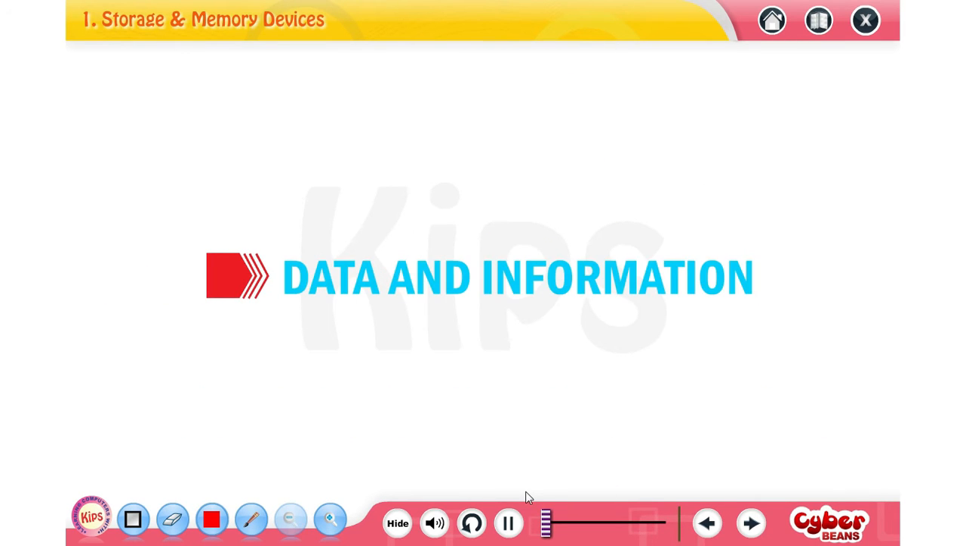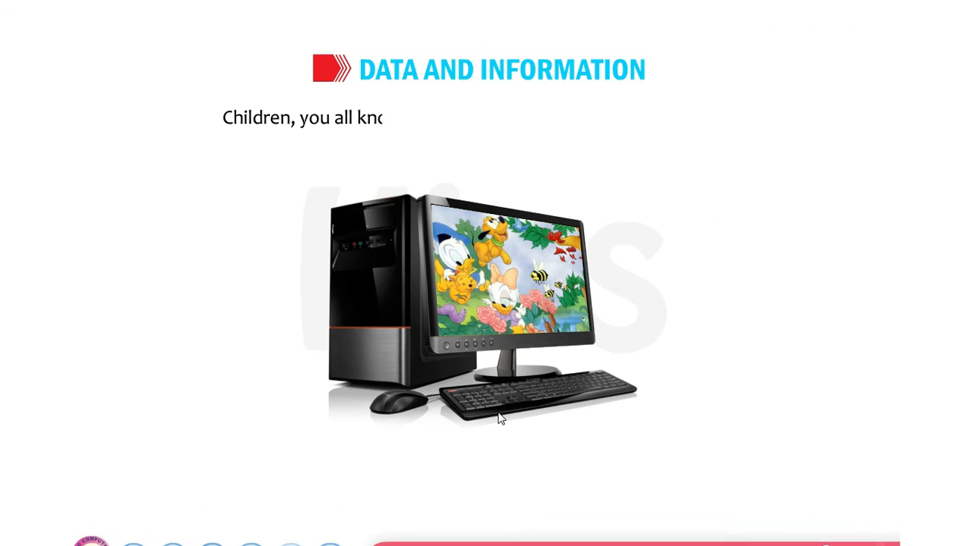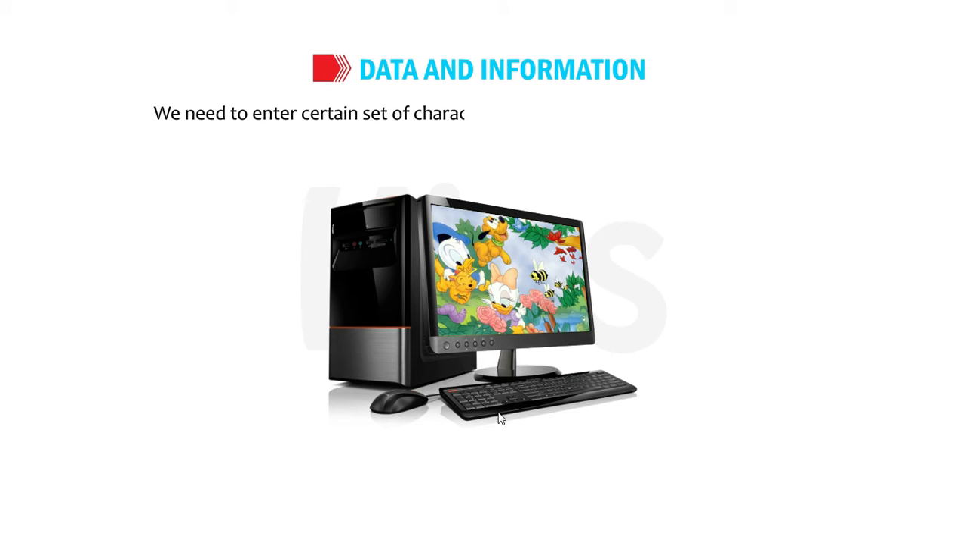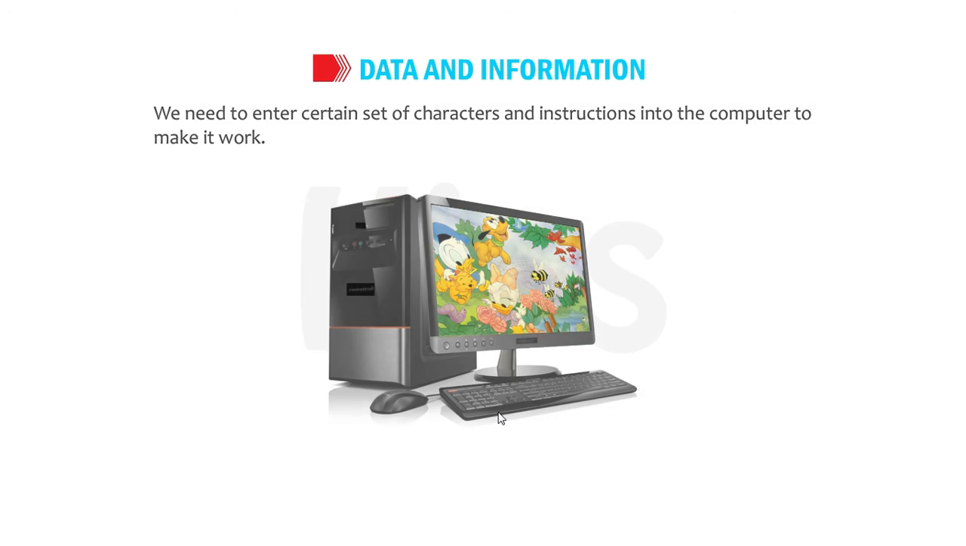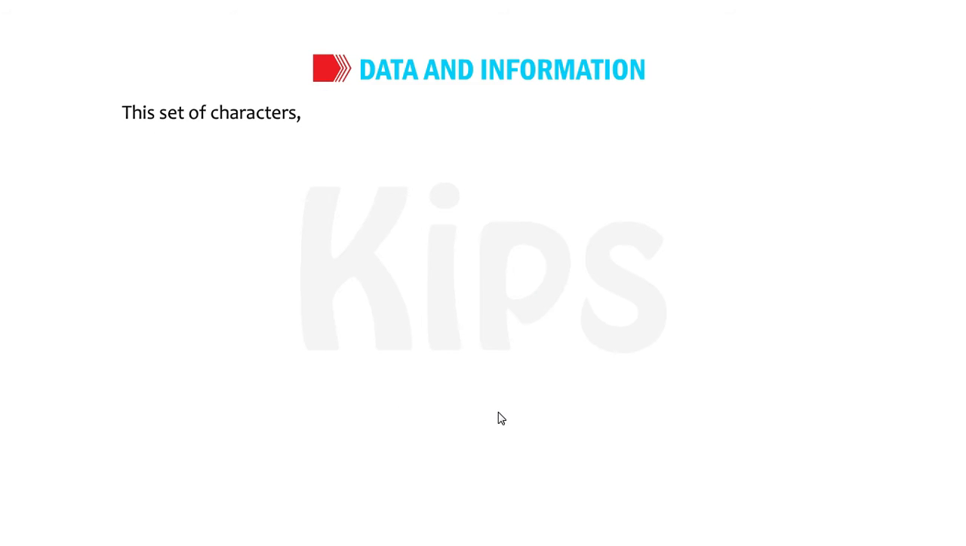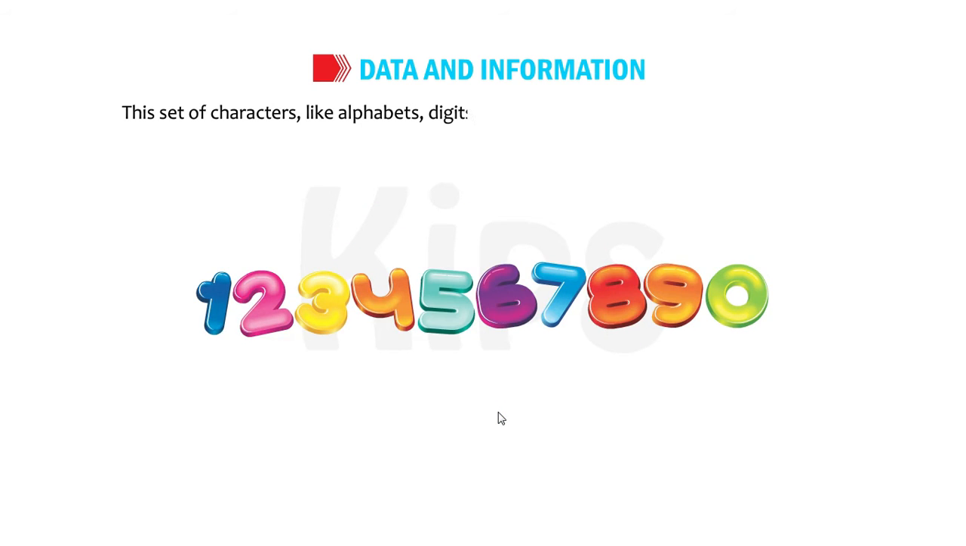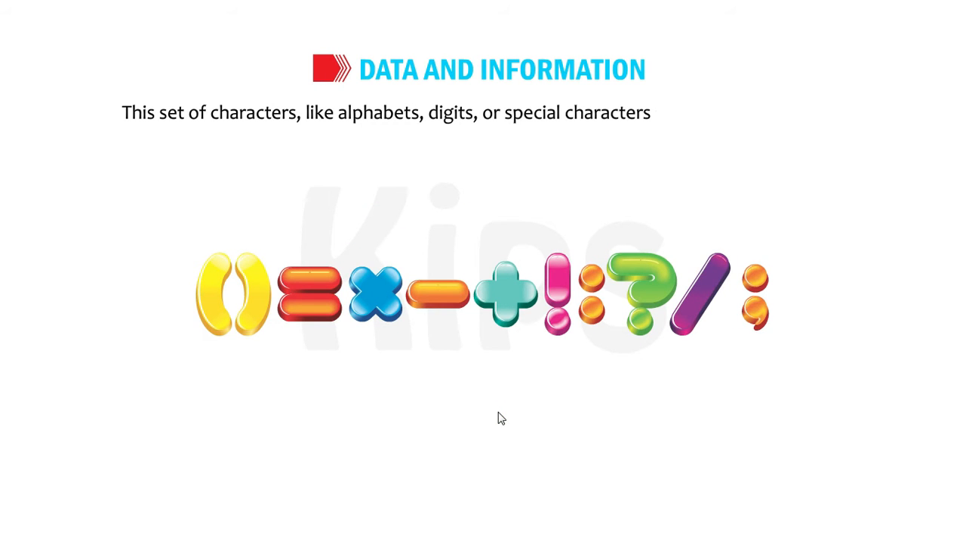Let us first start with data and information. Children, you all know that a computer cannot work on its own. We need to enter certain set of characters and instructions into the computer to make it work. This set of characters like alphabets, digits, or special characters that represent facts or figures is known as data.